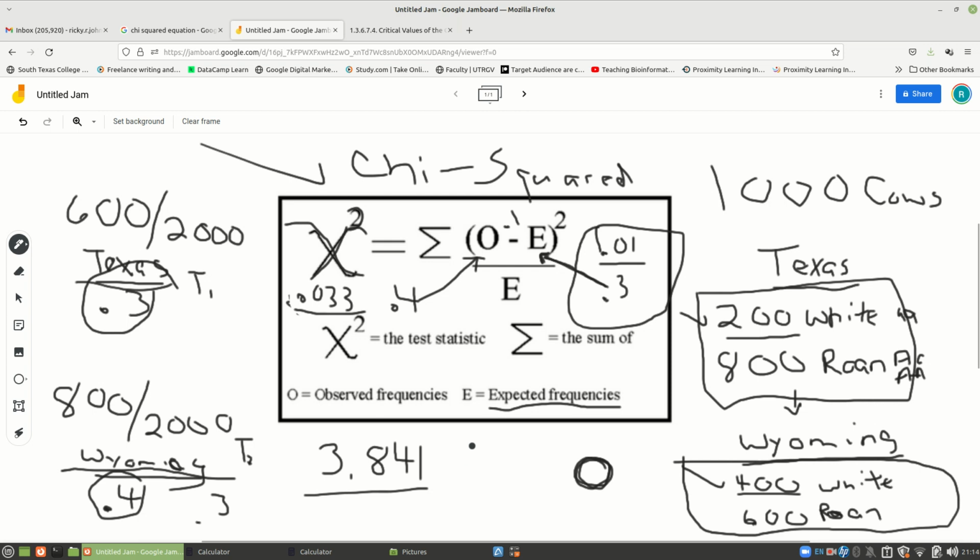If we had gotten a result that was over 3.841, we would have been able to say, yes, there was a change, that it was not random, and we now can claim that our experiment was a success, or we can claim that, yes, natural selection occurred when we moved our cows from Texas to Wyoming.